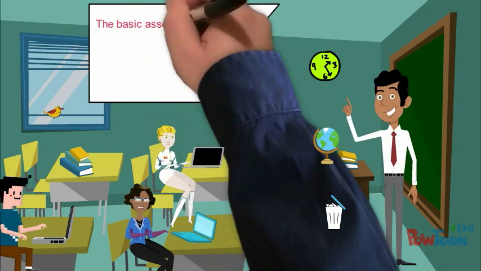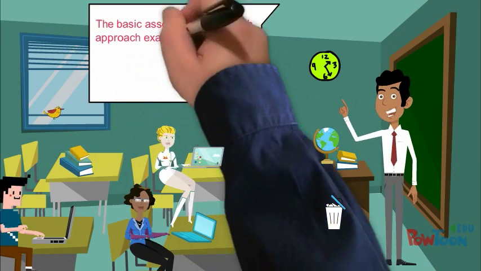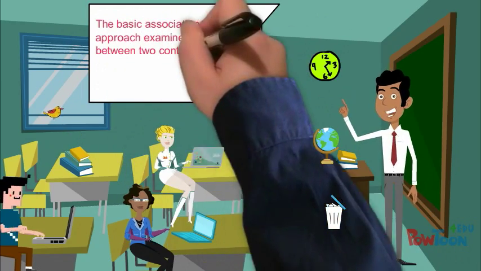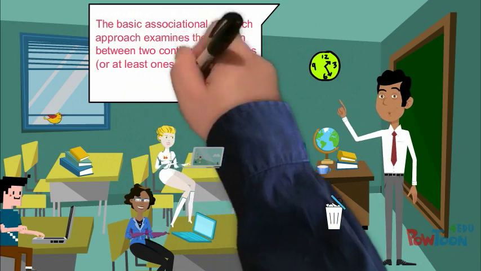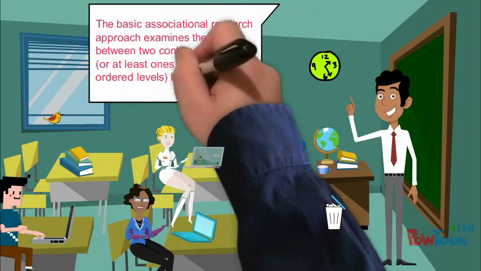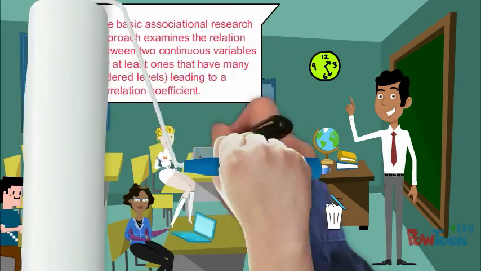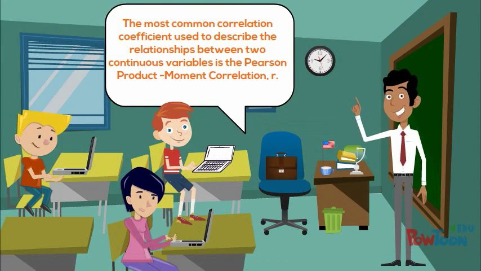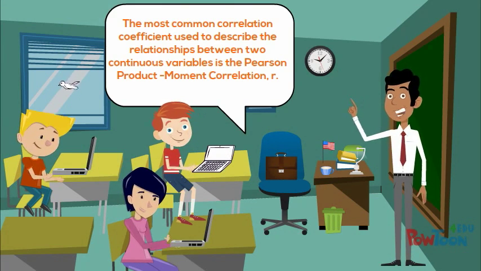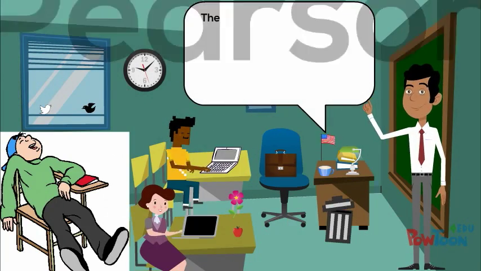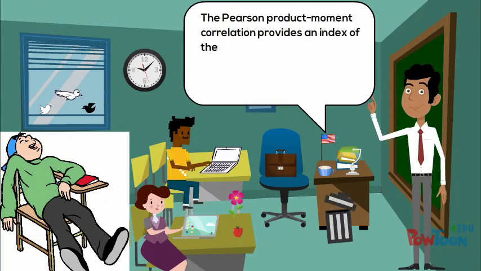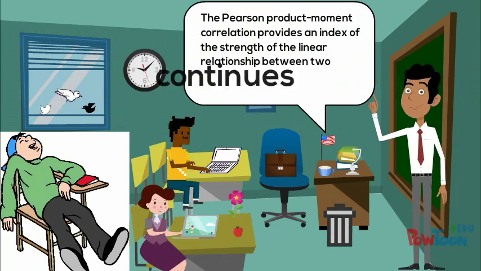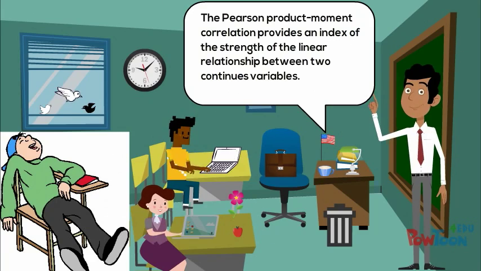The basic associational research approach examines the relation between two continuous variables, or at least ones that have many ordered levels, leading to a correlation coefficient. The most common correlation coefficient used to describe the relationships between two continuous variables is the Pearson product moment correlation. The Pearson product moment correlation provides an index of the strength of the linear relationship between two continuous variables.